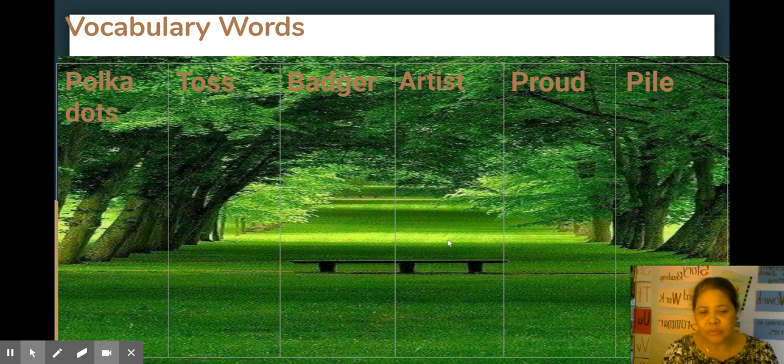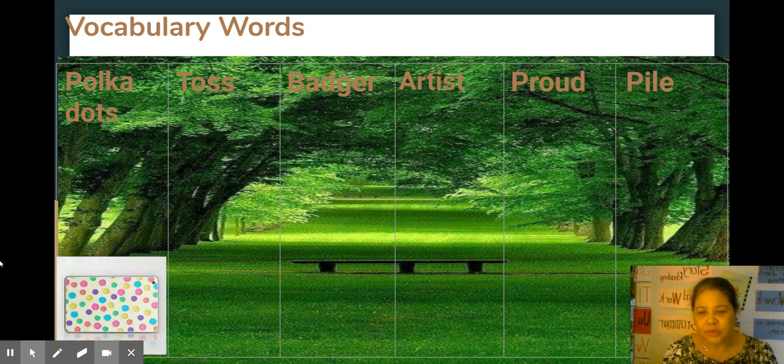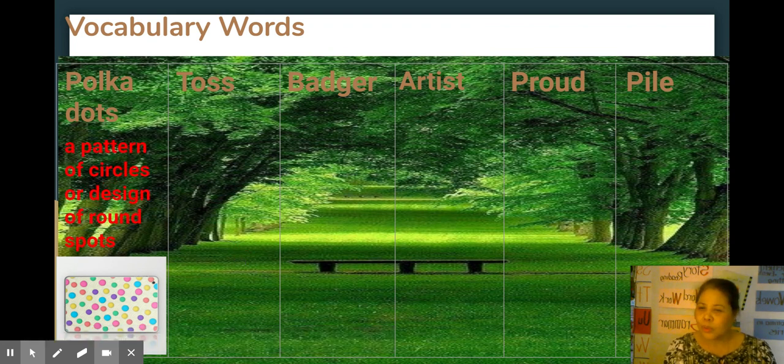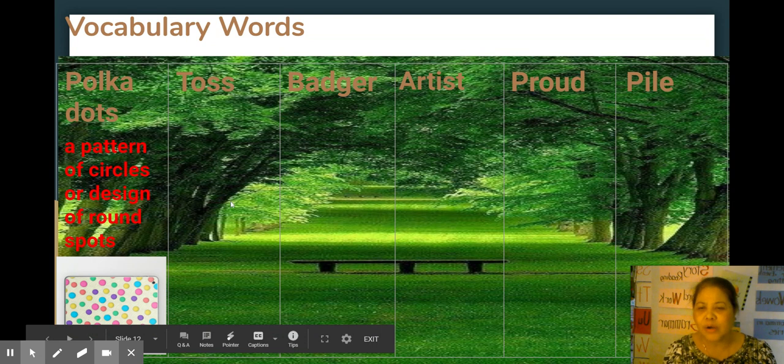Okay, let's find out what these words are. Okay, polka dots. That's the picture of a polka dot. Polka dots means a pattern of circles or design of round spots. So that is what we mean by polka dots.